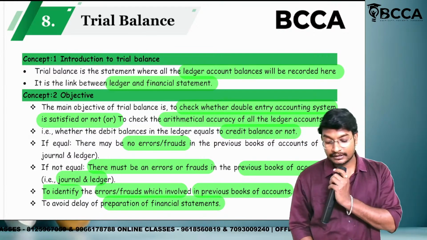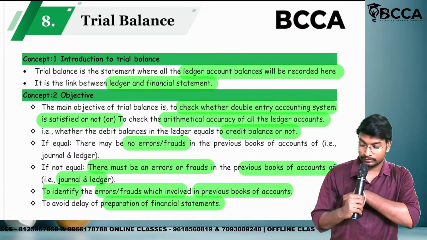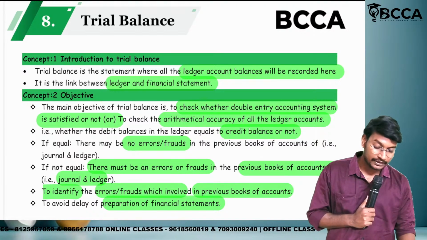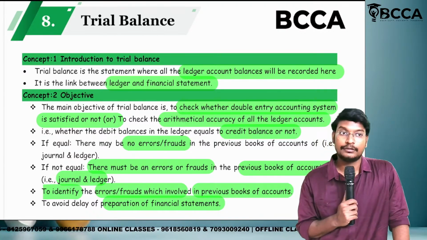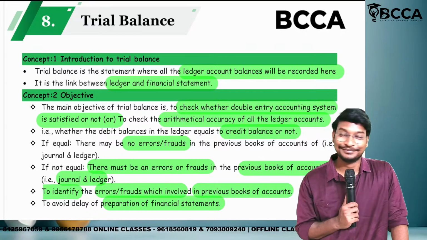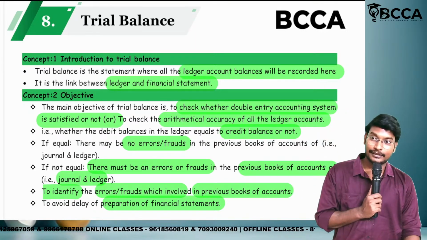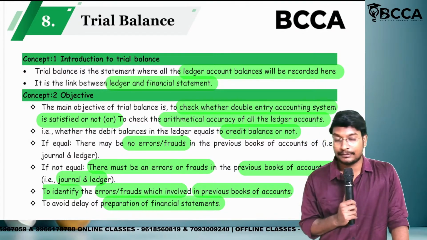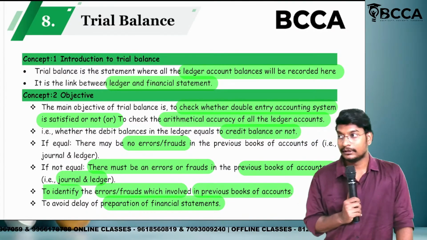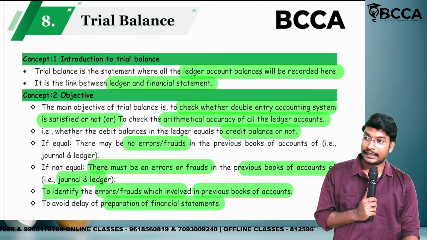So in the previous class, we discussed the trial balance. In the trial balance, how many methods are there in total? We have three methods. First one is called the gross method or total method. Second one is called the net method or balancing method. Third one is a combination of both. In that, we have to follow the net method or balance method.